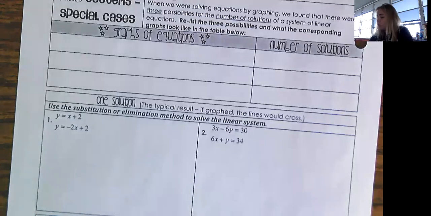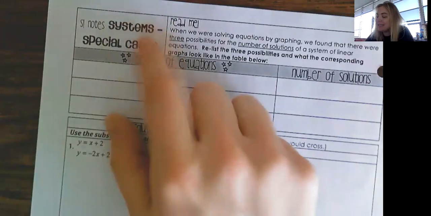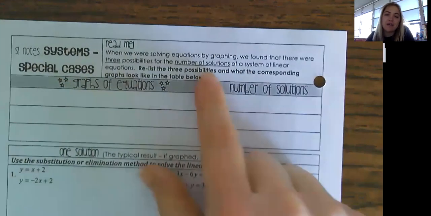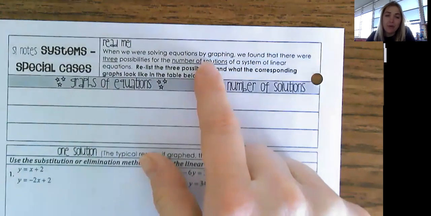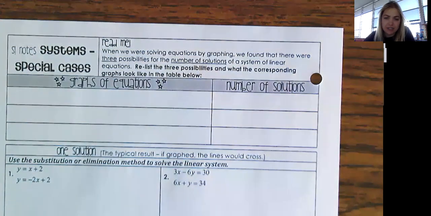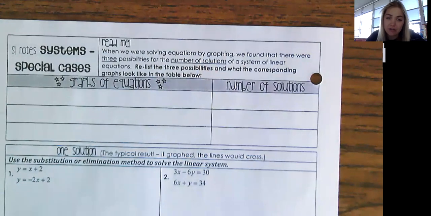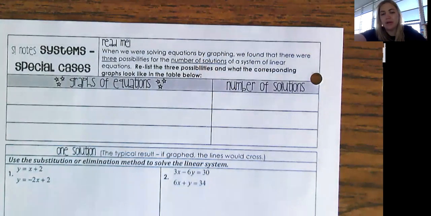Hey, ninth graders, we are doing our page of notes today called Systems with Special Cases. So we're going to read the top here. It says, when we were solving equations by graphing, we found that there were 3 possibilities for the number of solutions of a system of linear equations. We're going to relist those 3 possibilities, and we're going to talk about what the corresponding graph looked like in that table right below. So let's start with the first kind of graph that we would see.